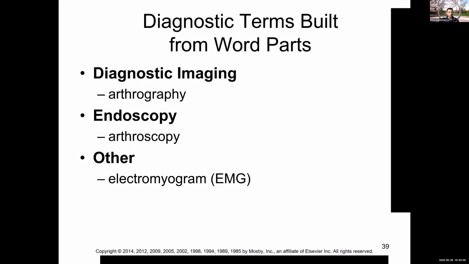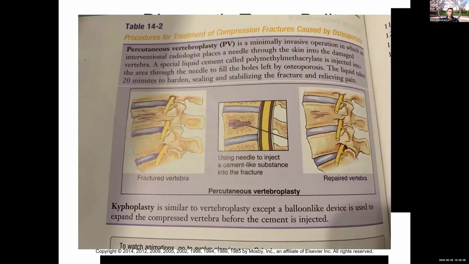Page 616 shows a percutaneous vertebroplasty. This is a kind of a cool picture where they show a fractured vertebra. It's actually a compression fracture. So when you jump or when you're in a car accident, lots of times football players get this if they hit head on.